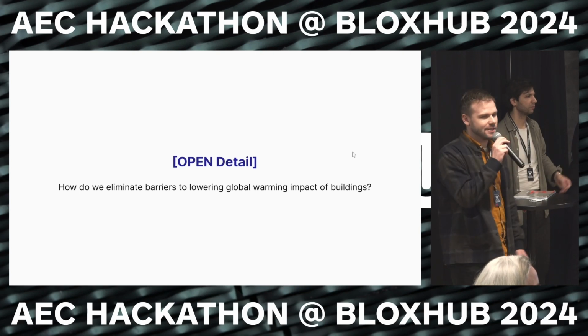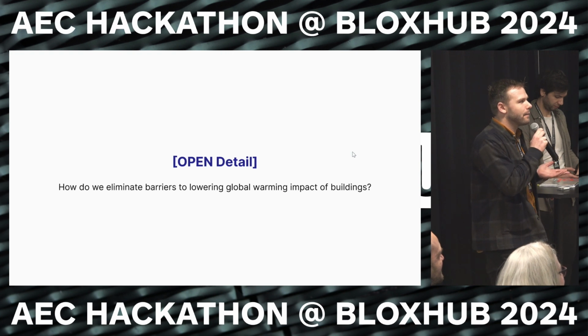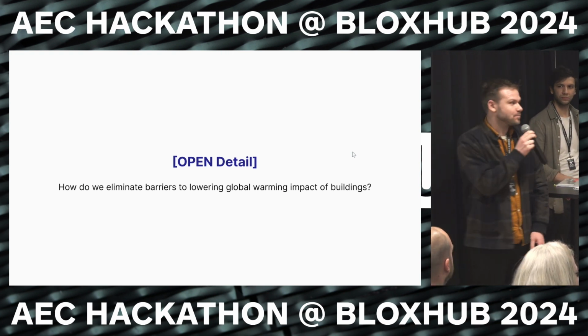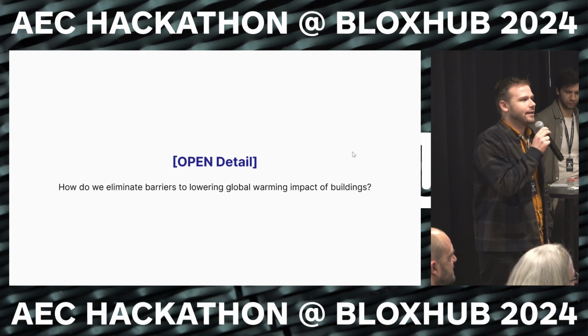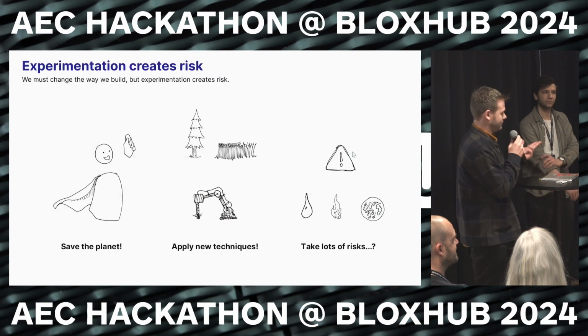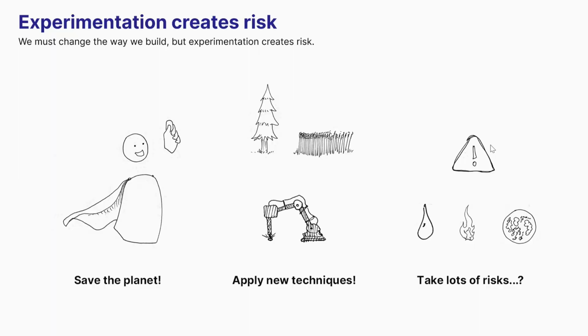We are OpenDetail, and we're focusing on this question of how can we eliminate barriers to lowering the global warming impact of buildings. And obviously we are focusing on the detail to achieve this. So we want to save the planet. This requires experimentation. Experimentation creates risk.